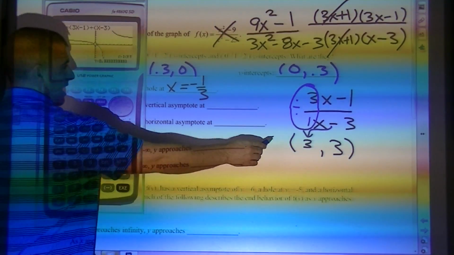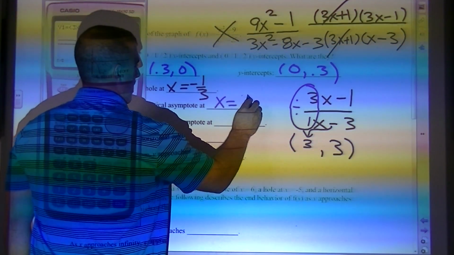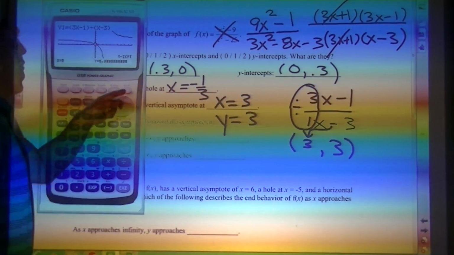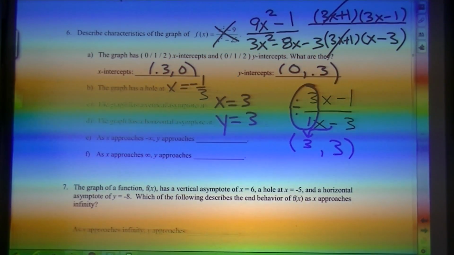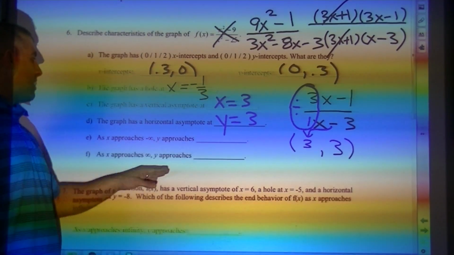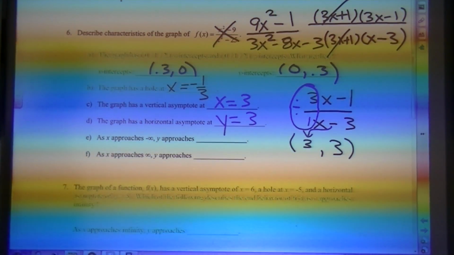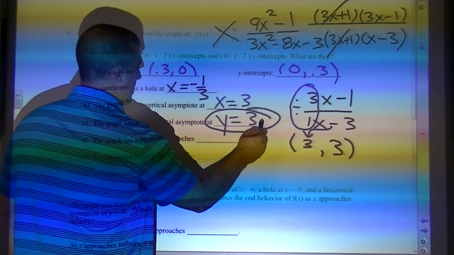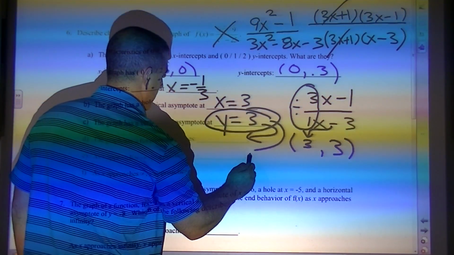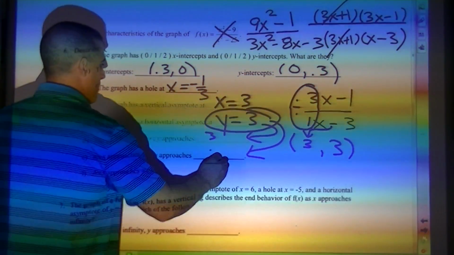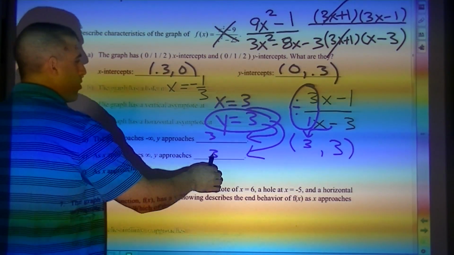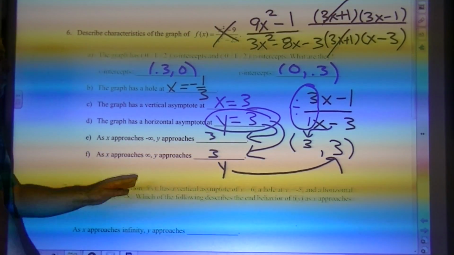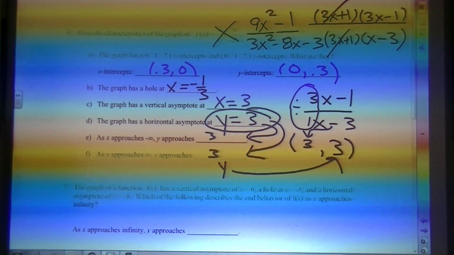I've got a vertical asymptote at x equals 3. I've got a horizontal asymptote at y equals 3. Now, as x approaches negative infinity, y approaches blank. Don't be confused by this. This answer is always whatever this is. So it's 3 and 3. So we're always off the y coordinate there. Even though they're the same there, don't be confused. It's always off the y coordinate.